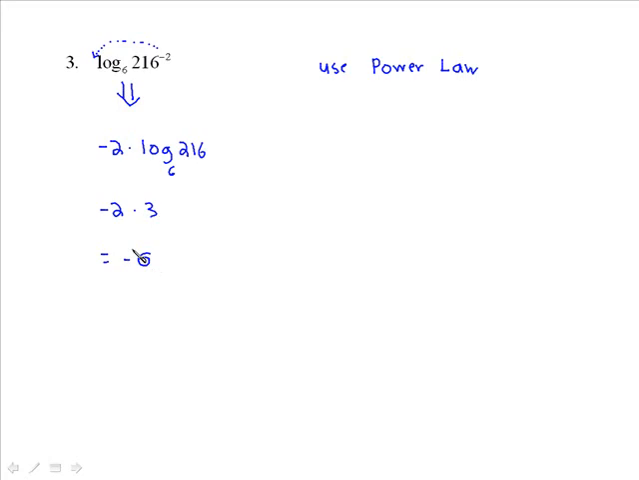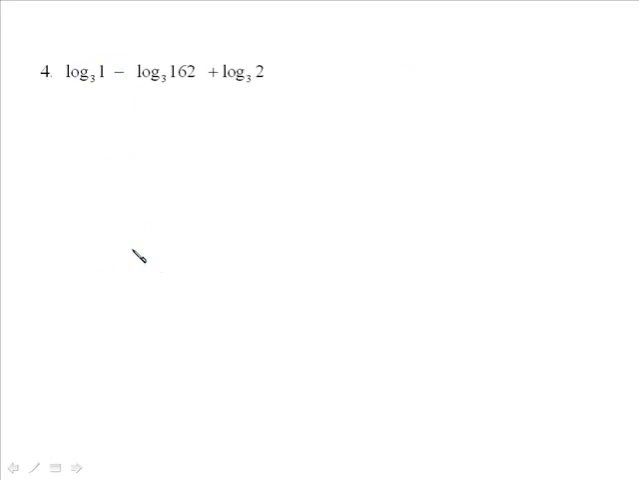Let's try another one. Here we have the log of 1 minus the log of 162 plus the log of 2, all base 3. Now we do eventually learn shortcuts with these, but let's take it through, start at the left and work our way through it. Now we are subtracting two logarithms. They can be simplified as a single logarithm using division. So this is 1 over 162 base 3, and then plus the log of 2 base 3.